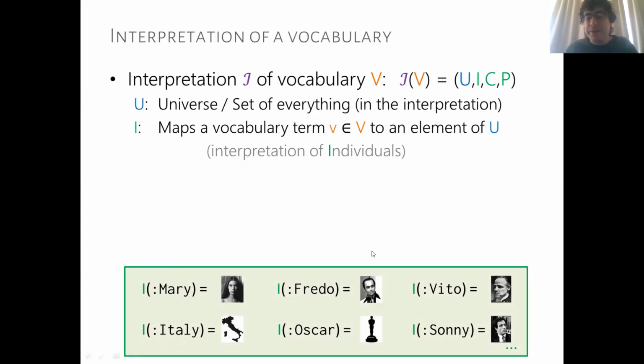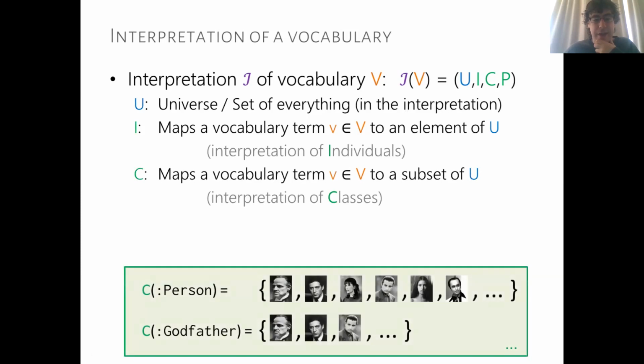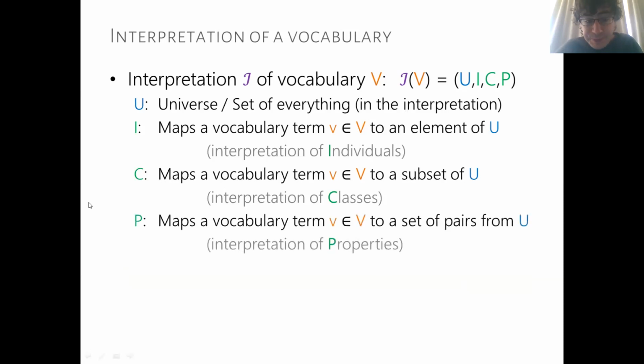So every name is interpreted to be an individual. If we think of the interpretation of individuals, you might guess that the interpretation of classes, which we can also name with vocabulary terms like person or movie and so forth. If we interpret names of classes, what we get back is a set of elements from the universe, a subset of the universe, right? So we see here some examples. We interpret person to be all the elements of the universe considered to be people. We interpret the class Godfather to be the set of all of the elements of the universe that are interpreted to be Godfather. P maps then a vocabulary term to a set of pairs from U.